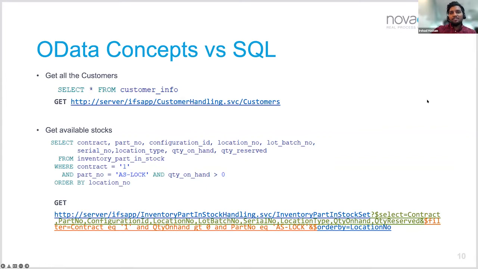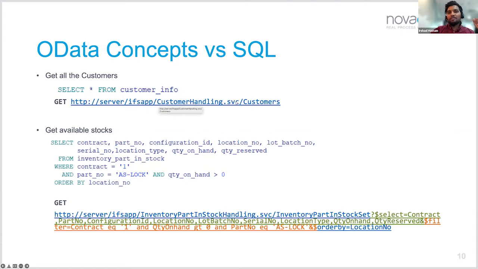In previous versions of the IFS application, how would you do that? You would just create a select statement, select all from customer info. But in OData, you would send an HTTP request to an endpoint that is exposed by IFS Cloud, and then you will receive the customer records. As you can see, it has two parts. The main part is the one that refers to the OData service.